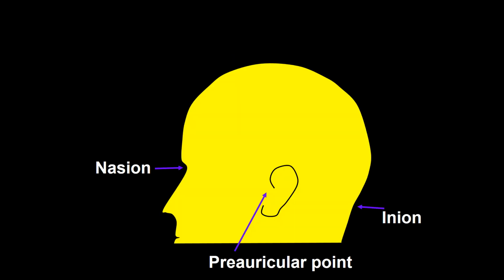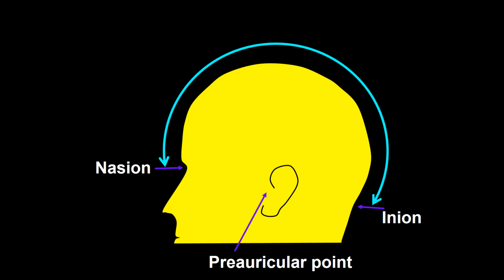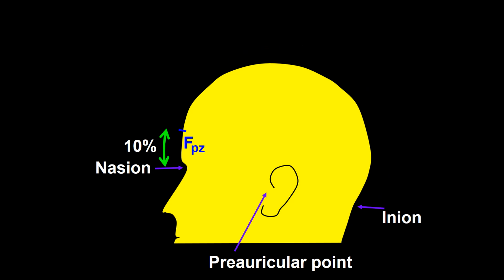I have introduced this figure to you before when talking about landmarks, and here I will use it to describe EEG electrode placement in the midline region. The first measurement we take is between the nasion and the inion along the midline. We place the first electrode 10% of the total distance from the nasion to the inion. This location is considered the FPz site.